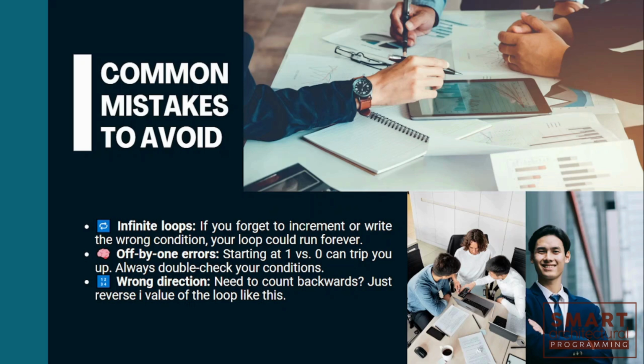Secondly, we need to make sure we avoid off by 1 errors. So what are off by 1 errors? Starting at 1 versus 0 can trip you up. Always double check your conditions. So basically, our mathematical system usually works from 1, right? 1, 2, 3, 4, 5, 6. 0 is mostly ignored. But in computer science, we start everything with 0 indexing, right? 0, 1, 2, 3, 4.